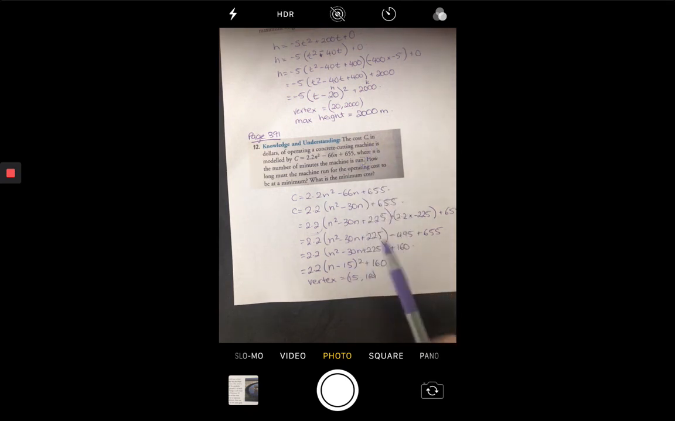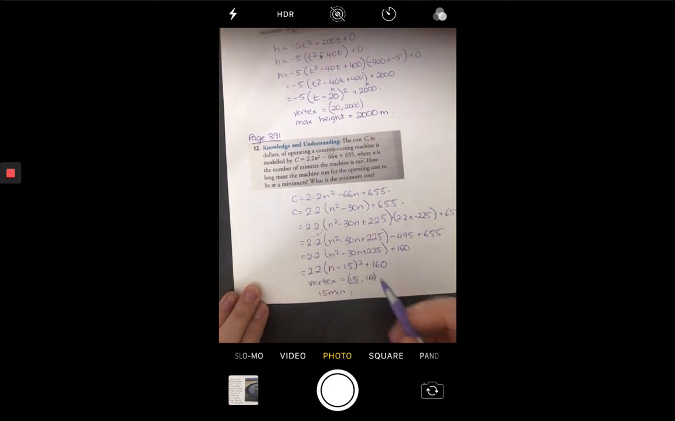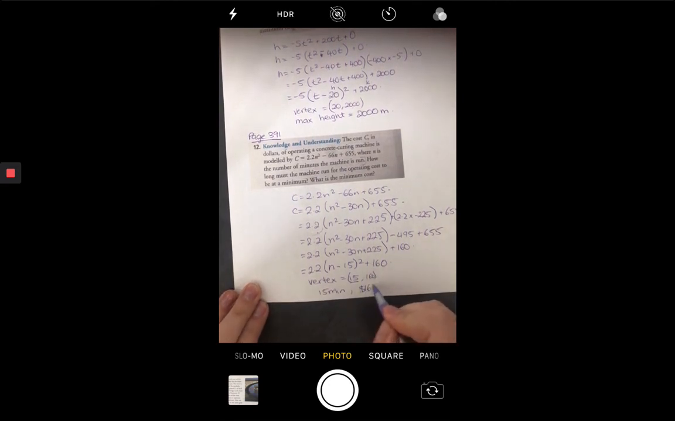Alright, so from our vertex form, we know that n would be the number of minutes the machine is run, and C is the cost. So from our vertex we can say the cost is minimized when the machine is run for 15 minutes, and it would cost $160.